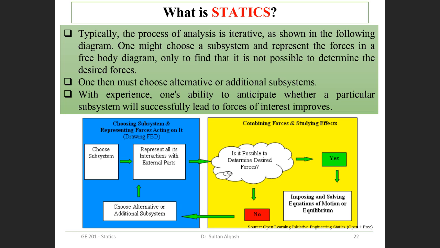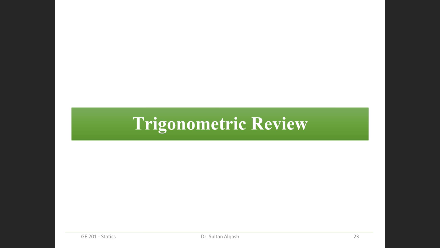And then that goes to the yellow block, which is combining forces. Now solving, I need to see sigma F. The generic scenario is ma, but if there is no acceleration it is 0, so it means it's possible to determine the desired forces. If yes, then impose and solve the equations of motion or equilibrium: 0 in equilibrium, and in motion there is acceleration. If no, I need to get back, find another alternative subsystem, choose the external force, and go on.